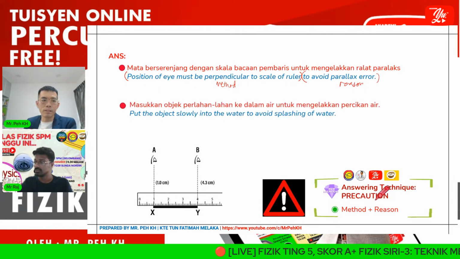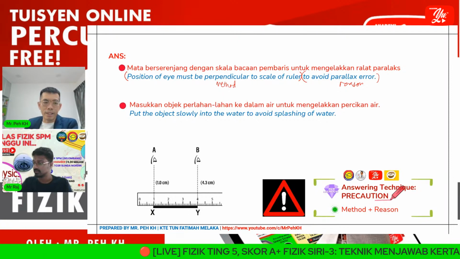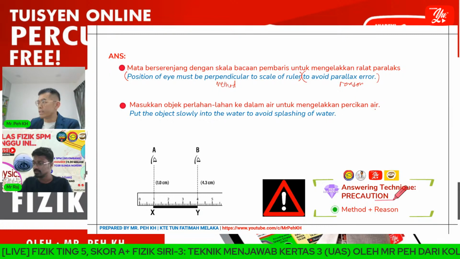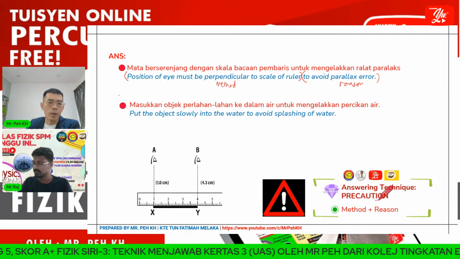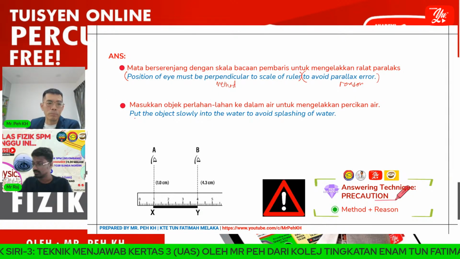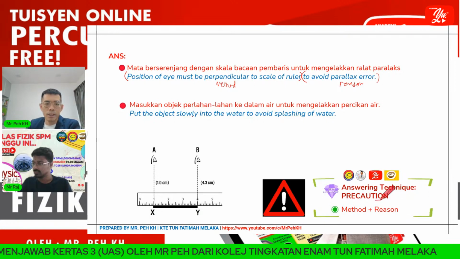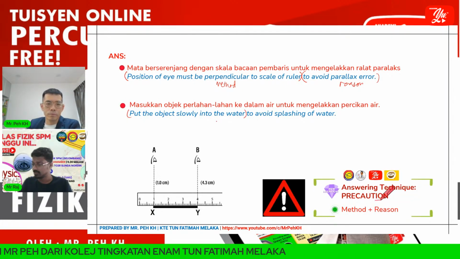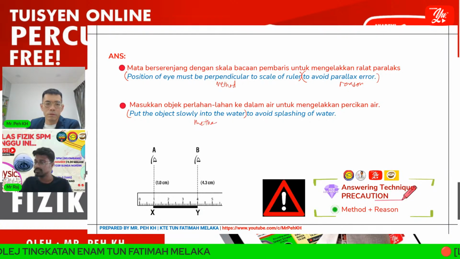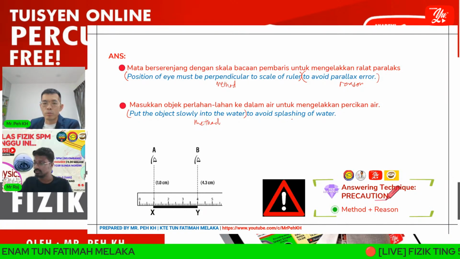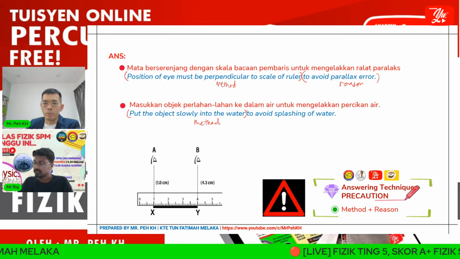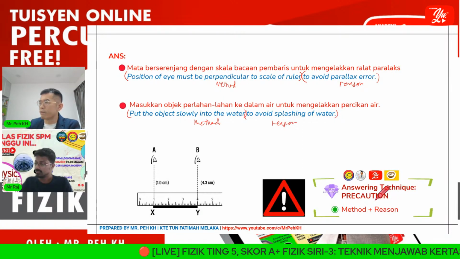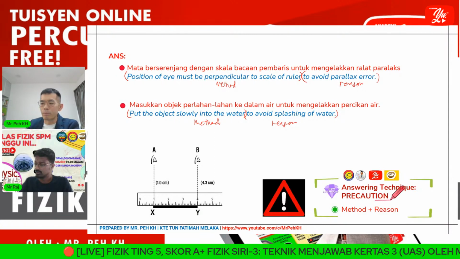Okay, and then here, another example question. Here it is 1 mark, we just need to give one answer. So here I just show you another answer. The answer will be put the object slowly into the water. So this will be the method. To avoid splashing of water, this will be the reason. Okay, so understand, right? So that is how we give the answer for procedure.